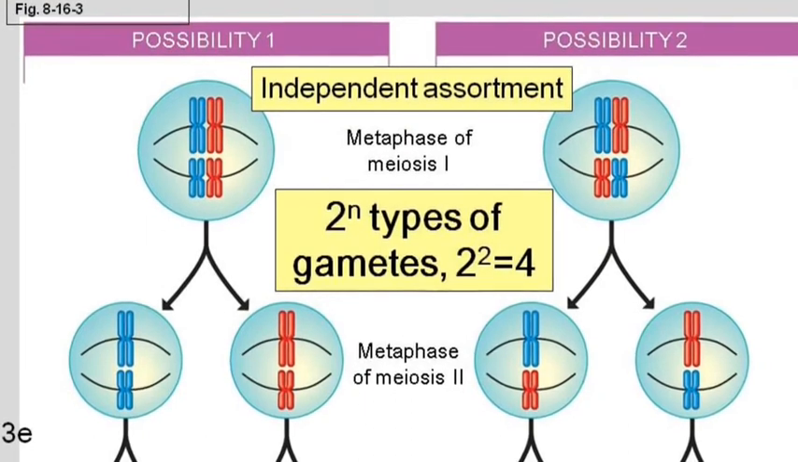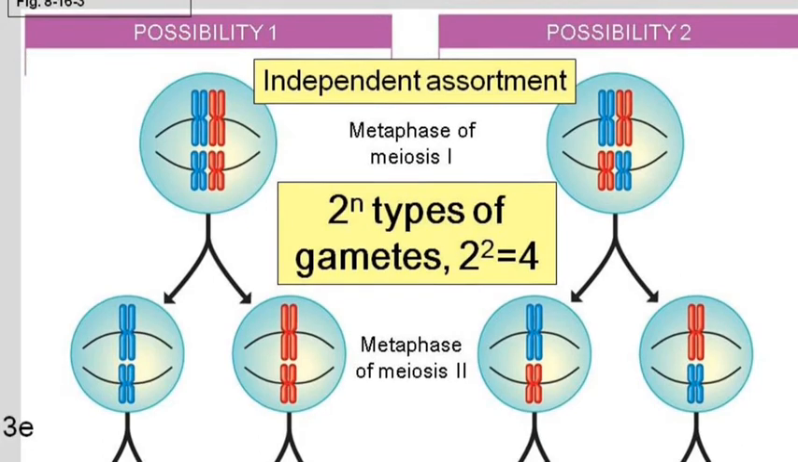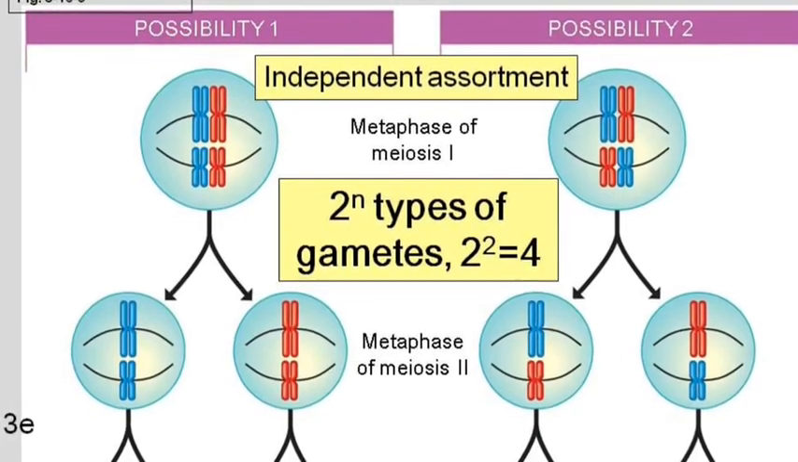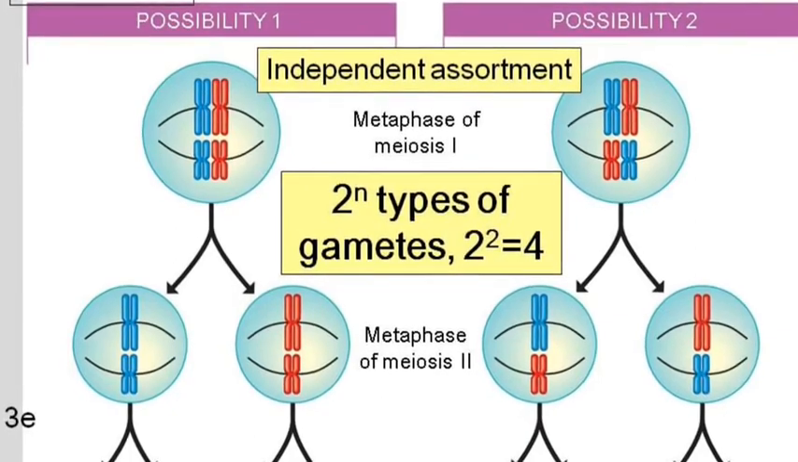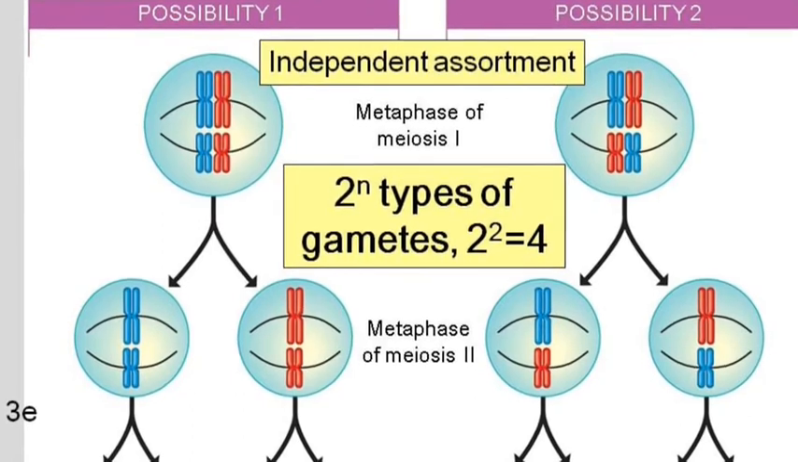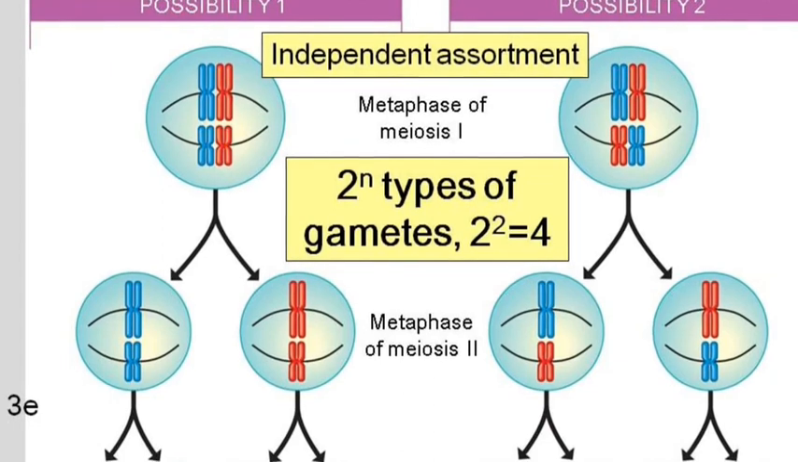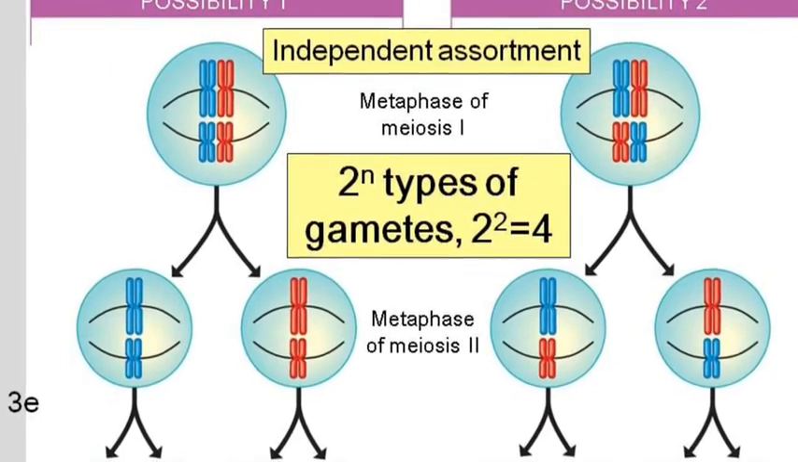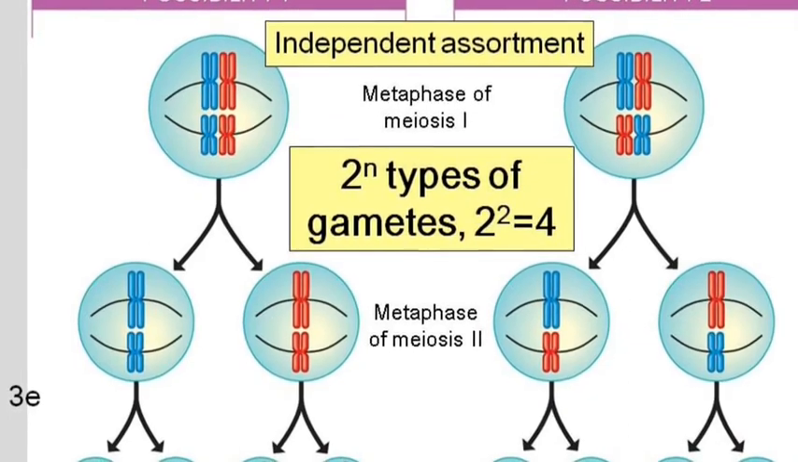So, finally time to describe what independent assortment is. Independent assortment occurs in which the homologous pairs line up and can be separated in two different directions based on the order they line up in. The number of possible different genetic gametes can be found using the formula 2 to the power of n, where n represents the number of homologous pairs lined up. In our case, 2 to the power of 3 would result in 8 possible different genetic gametes. And there you have it, folks. Meiosis 1 and Meiosis 2.